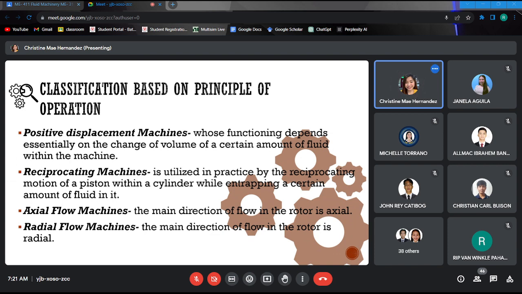Laging magkaiba si turbines and si pumps and compressor. Okay, for turbines, radially inward flow machines, or yung flow niya is towards the center of the rotor, while si pumps and compressor, radially outward flow machine, or the flow is away from the center, pag pumps and compressor.